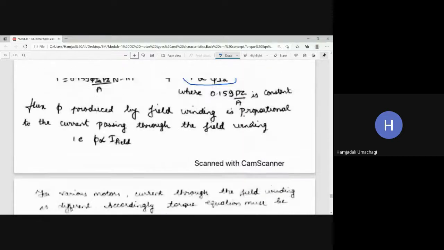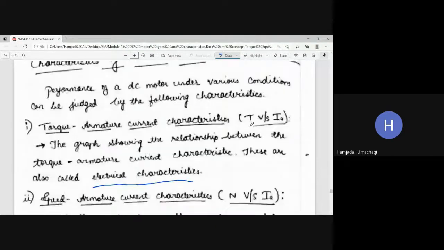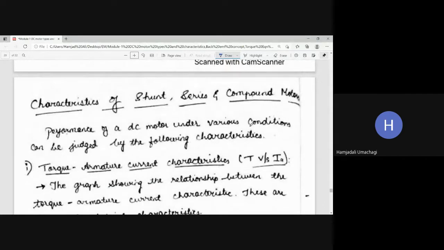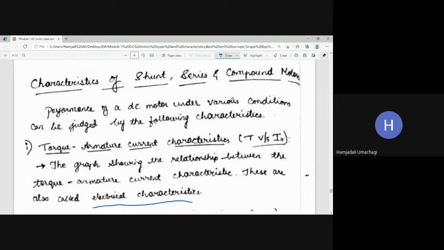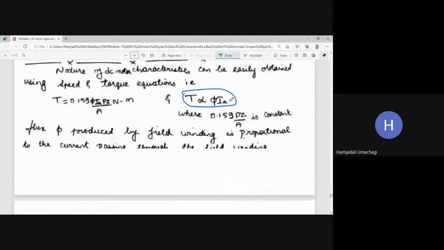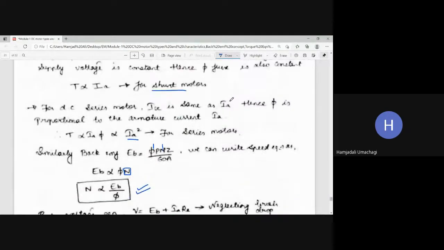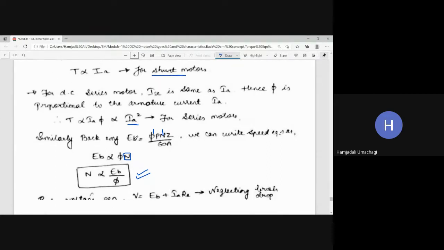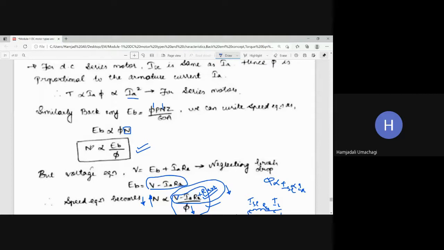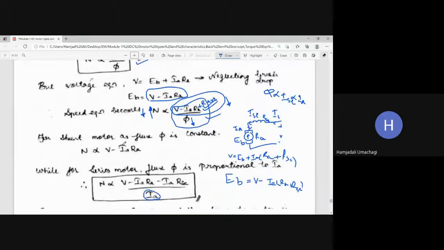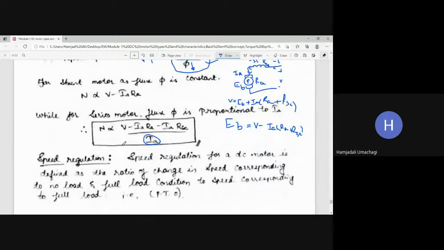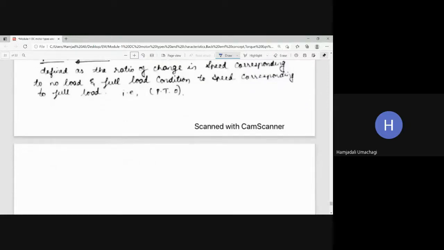So go through all these concepts, and in the next class I will explain the characteristics. Before going to explain the characteristics of shunt, series and compound motors, you need to know all these basics. Only then will you understand the characteristics. To explain all those characteristics, you should have knowledge of the torque equation, how torque changes for the shunt motor and for the series motor, and how back EMF is used to control the speed. You should have knowledge of all these formulas before studying the characteristics of DC shunt, series or compound motors, which I will be explaining in the upcoming classes. Is it clear, all of you? Yes, sir. Okay, fine.